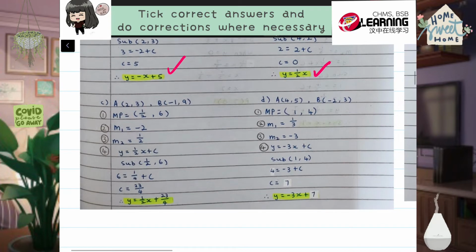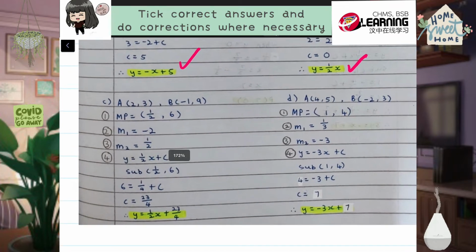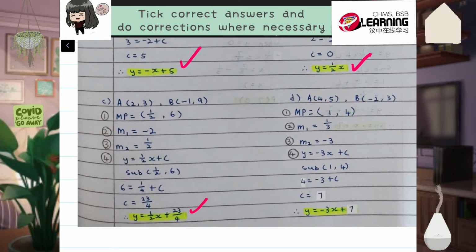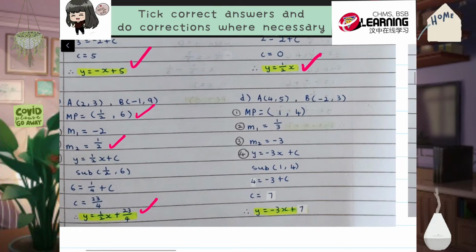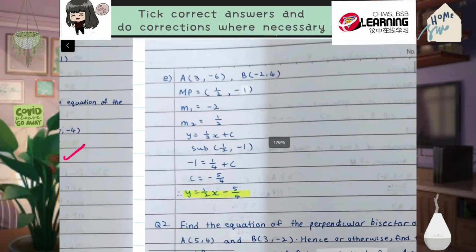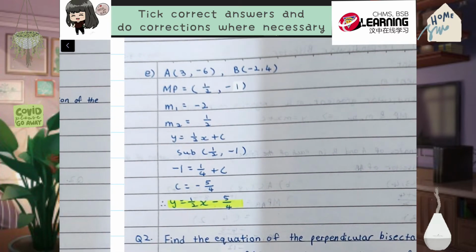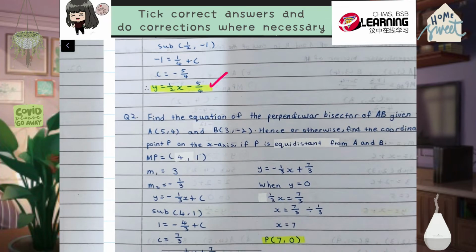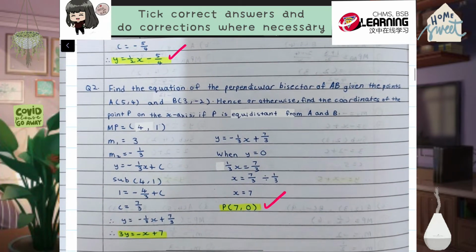Now let's look at C. For C, the answer is y equals half x plus 23 over 4. The midpoint is this, and your gradient is 1 over 2. Please tick that part. Then D is negative 3x plus 7. The gradient m2 is negative 3, and the midpoint is 1, 4. Now let's look at E. E here is 1 over 2x minus 5 over 4, the gradient is half, and tick the midpoint as well.